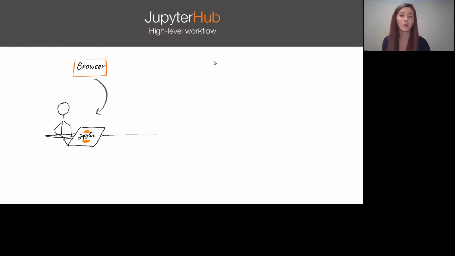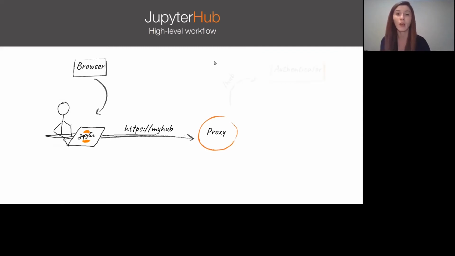We have a JupyterHub user trying to get access to their notebook server. For this, the first thing to do is to open up their favorite browser. Then in the browser, they need to copy the URL where their hub is running. The user request will first hit the proxy, which, if this is the first request of the user, will route it to the hub. So the proxy is the only publicly accessible endpoint into the hub.